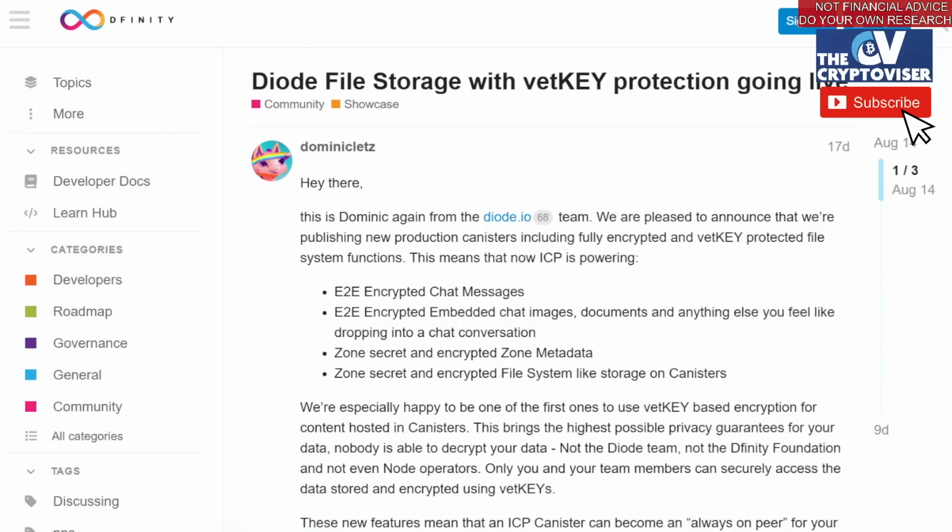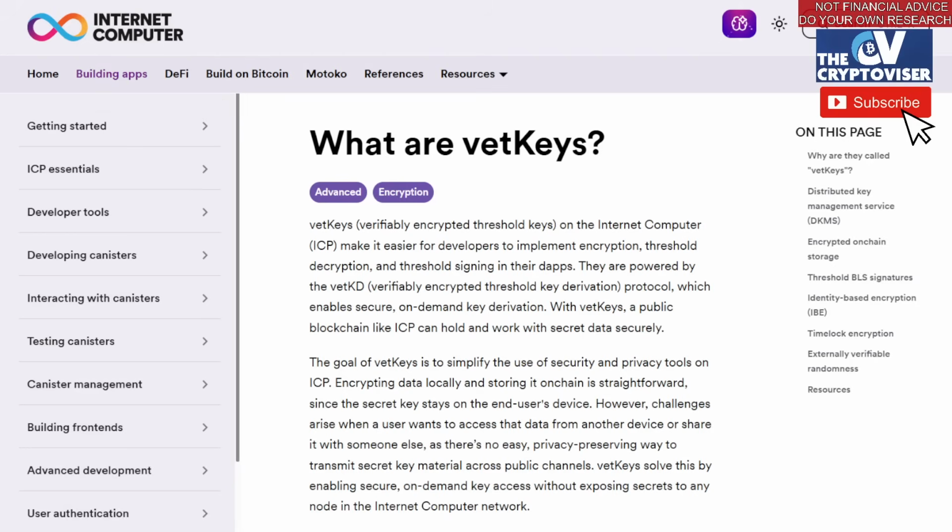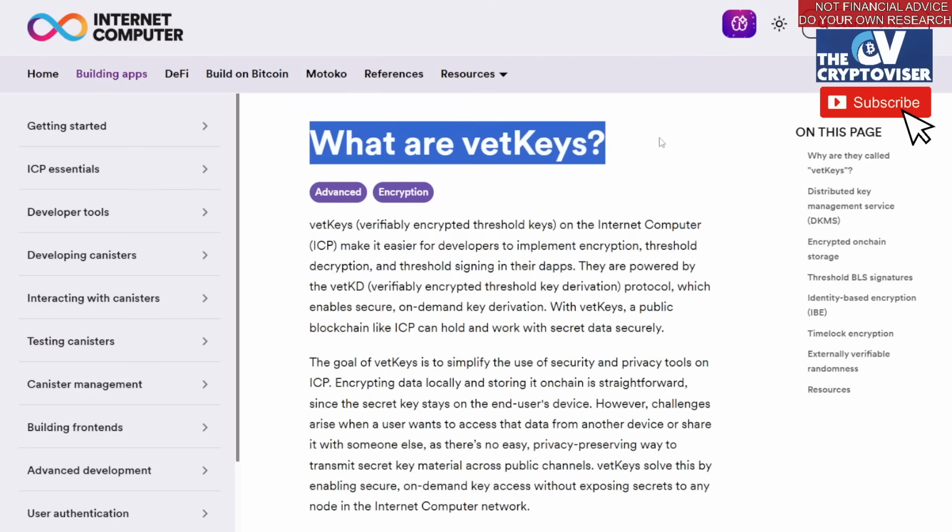But before we go to the new implementation that is now going live, let's understand a little bit more about what vetKeys are. Because as you guys know, from one ecosystem to the next, there's a lot of different terminology. Breaking through the terminology so that we get a clear understanding of what these ecosystems are doing and how they work is so critical to making the determination: is this a good investment for my portfolio? So let's understand what vetKeys are.